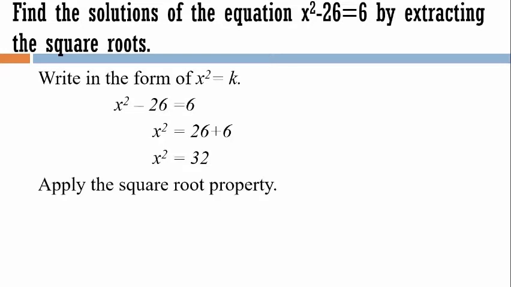Second, we now apply the square root property, considering that k is greater than 0. We will have the positive negative square root of k. Take the square root of x squared. Then the positive negative square root of 32.